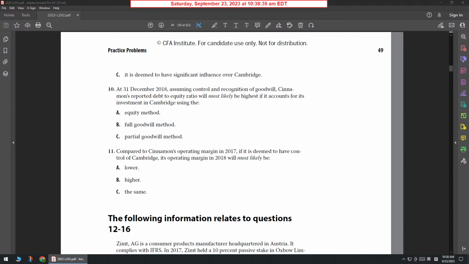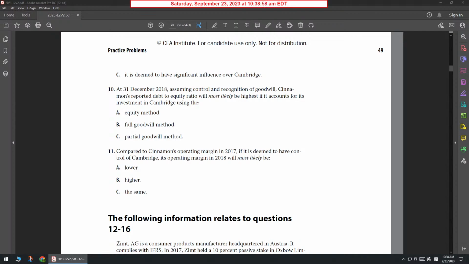At December 31st, 2018, assuming control and recognition of goodwill or partial goodwill, the reported debt to equity ratio will most likely be what? Can you see one answer that we can eliminate right now? It says here assuming control, goodwill or partial goodwill.